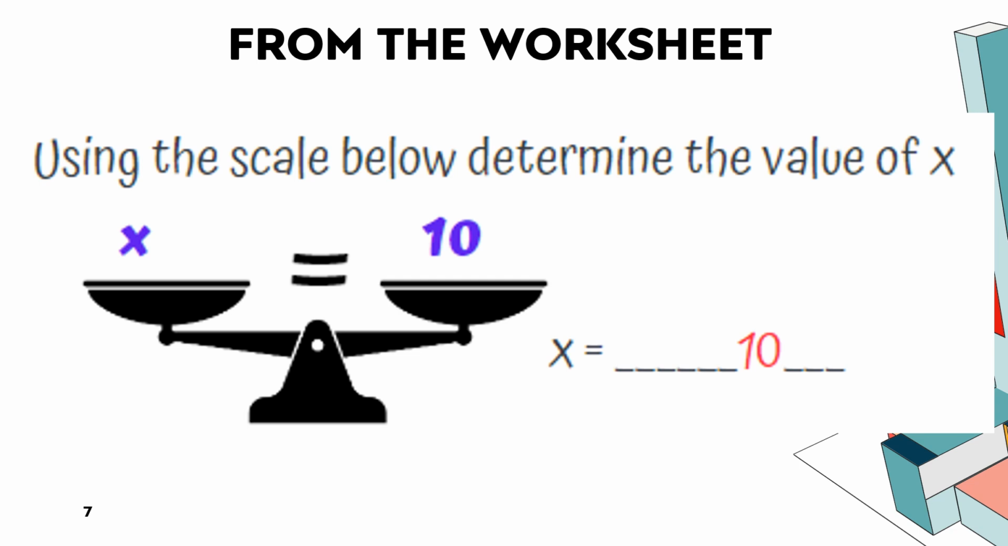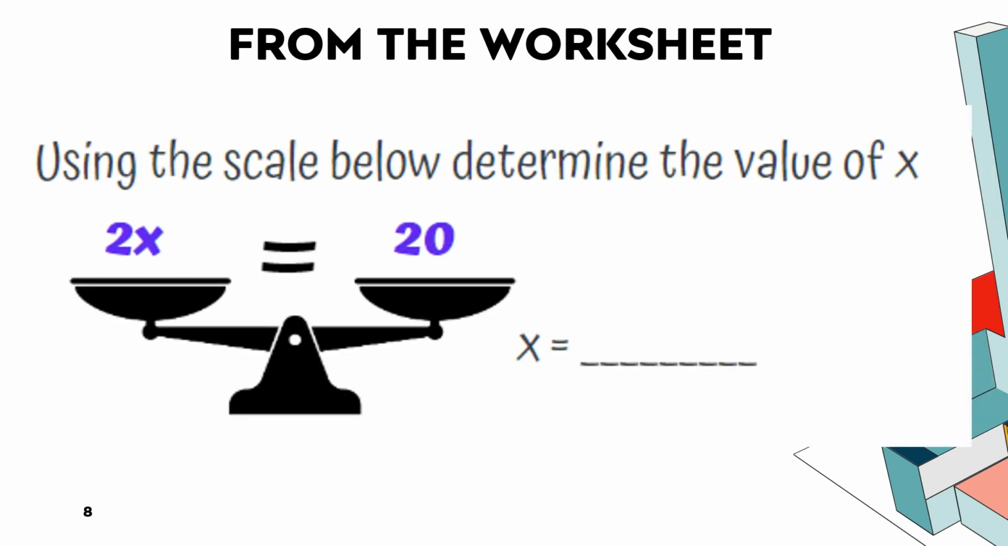Remember, the goal is to keep the scale balanced. So, if we add 3 pounds to the 10-pound weight, we must also add 3 pounds to the other side to keep it even. Similarly, if we subtract 2 pounds from the unknown weight, x, we must subtract 2 pounds from the 10-pound weight to maintain balance. We can continue adding, subtracting, multiplying, or dividing on both sides as long as we do the same thing to keep the scale, or equation, balanced.